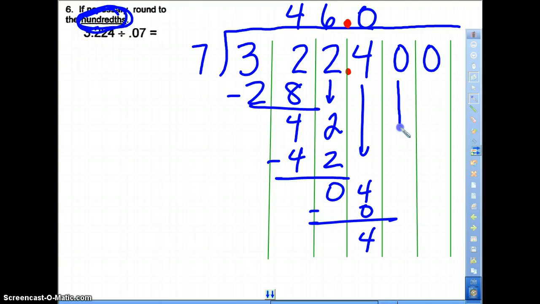All right, here we go. Still dividing. 7 goes into 40. Let's see. Let's put it 5 times. That's 35. Subtract and you get what?